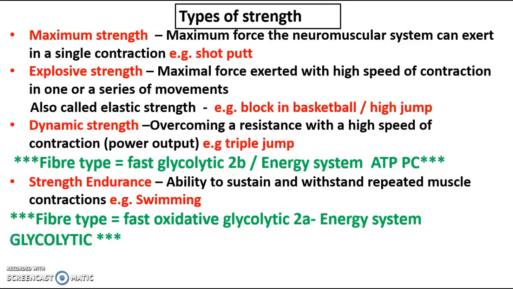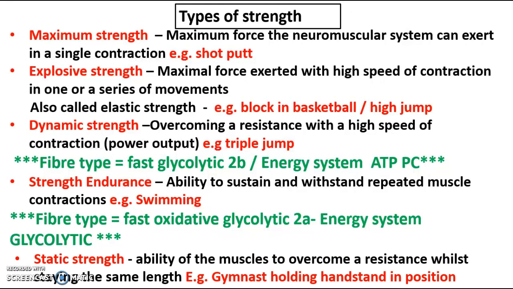So if we go on from there, the final type of strength is something called static strength, and static strength basically refers to the ability of muscles to overcome a resistance but staying the same length. Now, at this point, I would say to you, do you remember the type of contraction we had a look at earlier in the year that involved muscle staying the same length? Okay, so you should be able to remember that. Remember isometric. Isometric was a type of muscle contraction where muscles stayed the same length. Static strength can also, in some literature, be referred to as isometric strength.